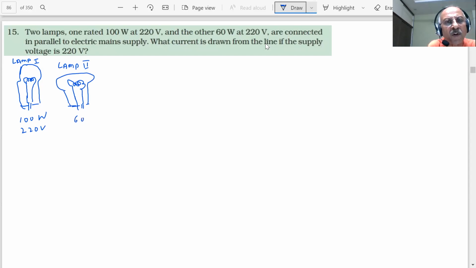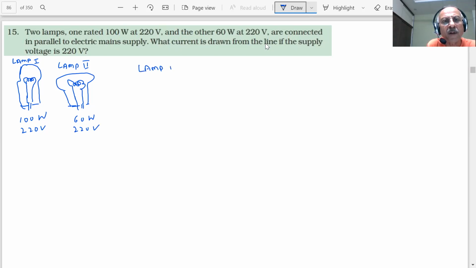Rating 60 watt and 220 volt are connected in parallel to the main supply, student. What current is drawn from the line if the supply voltage is 220 volts? You have 1 to 2 minutes to answer the question. They are connected in parallel, student.